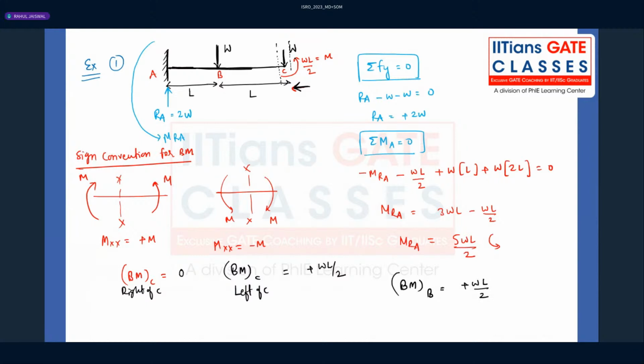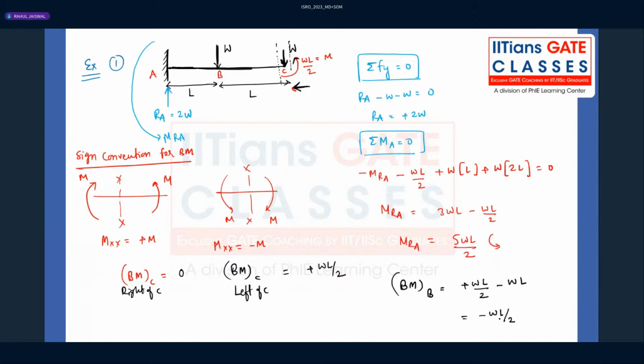Because of this external moment, it is creating a sagging bending moment, right? It is making the moment what? Sagging bending moment. But what about W? This W into L will create a hogging bending moment, and according to our sign convention, that is negative. So when you write it, it will come as minus WL by 2.